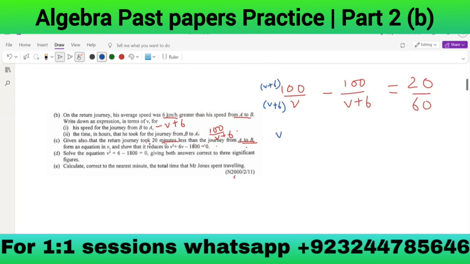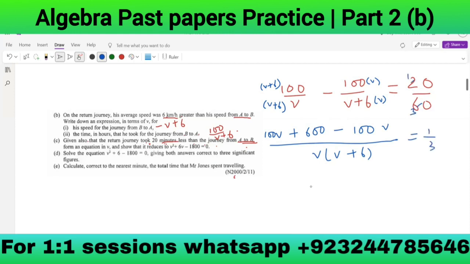Anyways, it would be 100 times v plus 6 minus 100v, divided by v times v plus 6. Should be 100v plus 600 minus 100v, in the denominator v times v plus 6. Okay, so you can get 2 1s are 2, 2 3s are 6, so 1 by 3. So now you can solve it out.